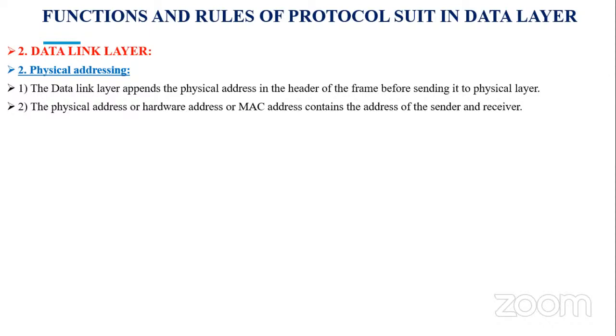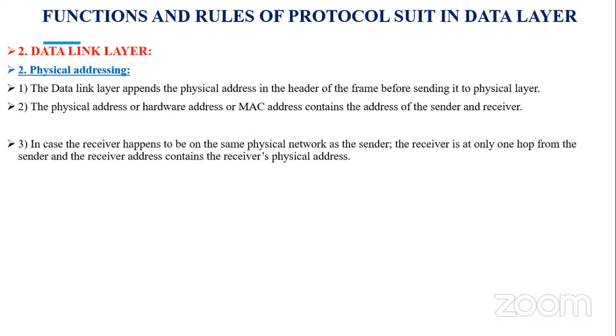The physical address, or hardware address, or MAC address contains the address of the sender and receiver. The permanent address of our device and the permanent address of the receiver will be added to the frame. That is called physical addressing.